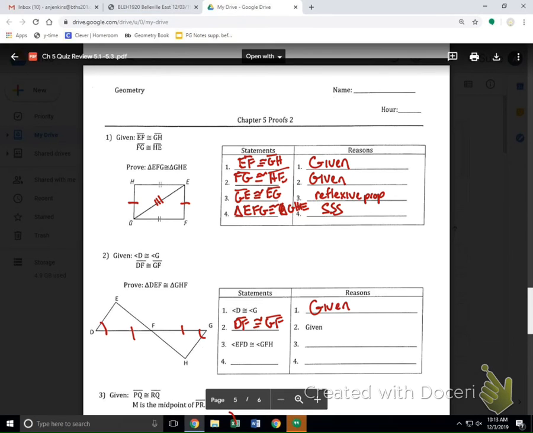It tells us that we know angle EFD is congruent to angle GFH. How did we know that? Vertical angles. Two lines intersect, the angles across from each other are those vertical angles.